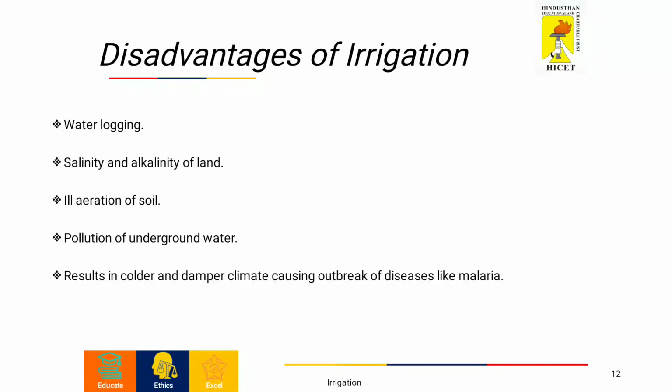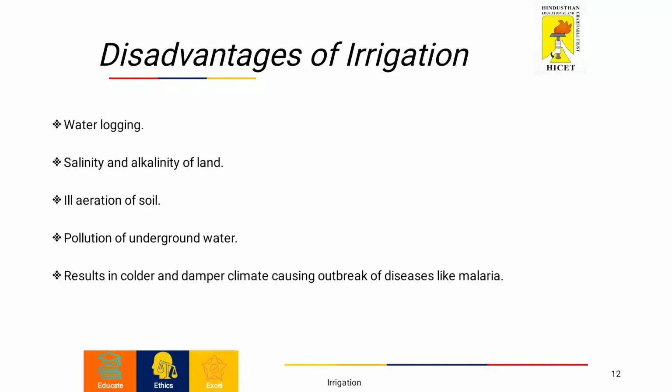Then yield reduction can happen if you have deficit irrigation. Not only excess irrigation, but even if you reduce the irrigation, also called deficit irrigation, it is definitely going to reduce the yield. Then excess irrigation causes waterlogging and salinity problems. For example, in a field ponded with water on the surface, it does not allow any oxygen to enter into the soil, creating an unfavorable condition for plant growth.